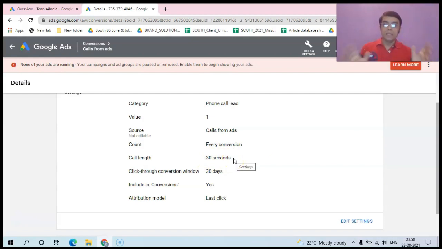Typically, when you're running a campaign, there might be some 100 calls, but those 100 calls might not all be conversions. Out of those 100 calls, only 14 people would have been on the call for 30 seconds, and only those 14 are your conversions. For the rest, 100 minus 14, which is 86, those 86 people did call you, but for you it's not a conversion, because a conversion is anybody who has been on the call for at least 30 seconds.